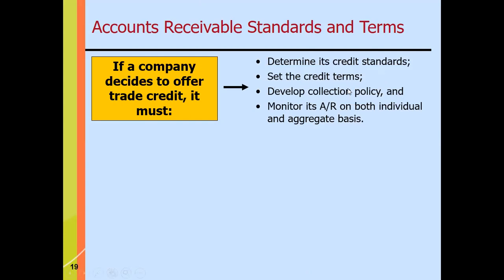Next would be to set the credit terms. Terms could involve not just a period, but also the conditions attached and all the agreements involved in the respective policy or credit terms, or let's say the contract. Next is to develop a collection policy. So how many days should a company take to collect? Who will collect? If ever we cannot collect, what can happen, and so on. And finally, monitor its accounts receivable on both an individual and aggregate basis.